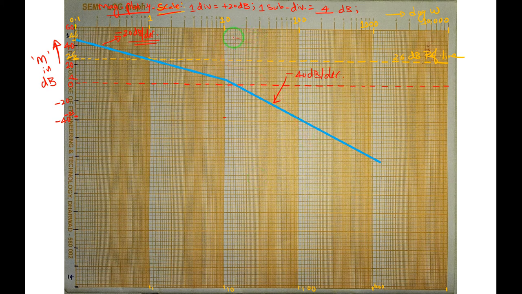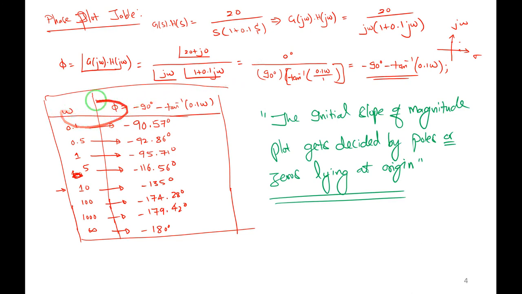Okay, let me write. This is the Bode plot. In this Bode plot, the first one we have drawn is the magnitude plot. Okay, next I will go for the phase angle table. At omega equal to 0.1, minus 90.57. At omega equal to 0.5 and so on. You can observe here, minus 90 to minus 180.